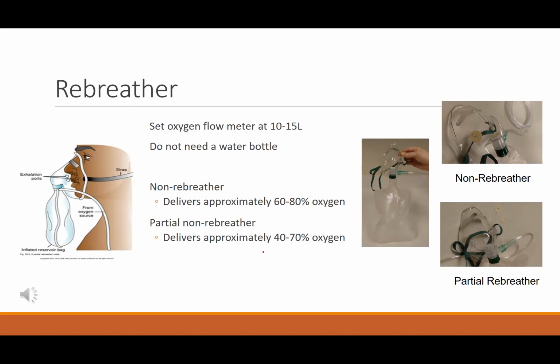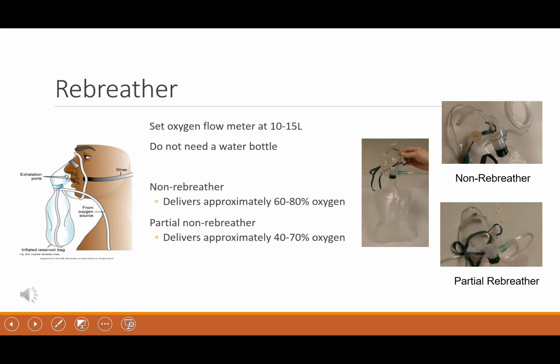Something I wasn't really aware of for quite some time is that in this situation it is quite important to set the flow meter somewhere between 10 and 15 liters. If we set it too low or too high, the reservoir bag either won't inflate or will be hyperinflated, and then the patient's not getting the oxygen they need, or perhaps they're rebreathing their CO2, which we don't want. We don't want them breathing in their carbon dioxide. So make a note that it really does need to be between 10 and 15 liters.